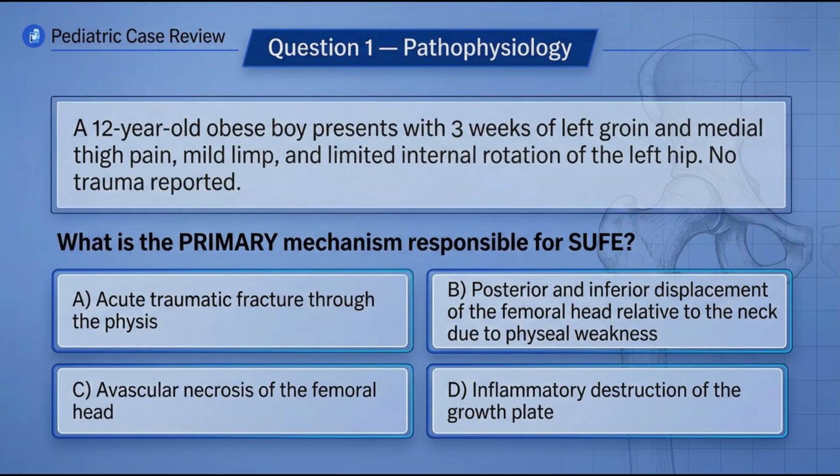A 12-year-old obese boy presents with 3 weeks of left groin and medial thigh pain, a mild limp, and limited internal rotation of the left hip. No trauma is reported. What is the primary mechanism responsible for slipped upper femoral epiphysis?